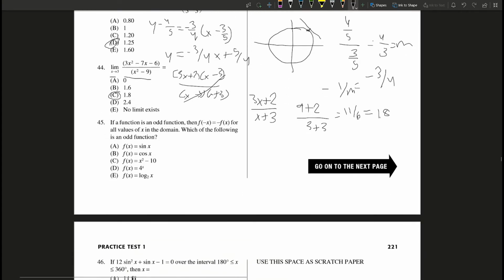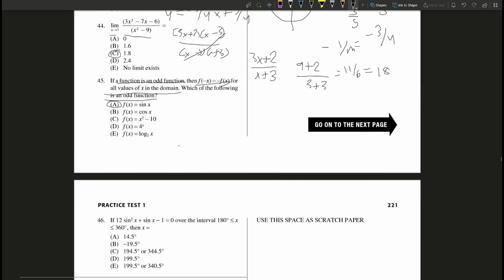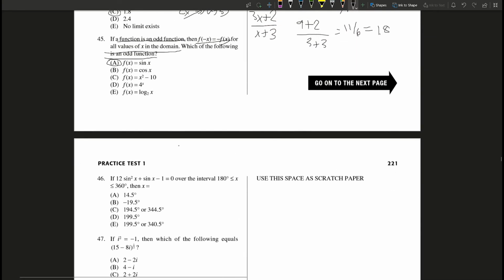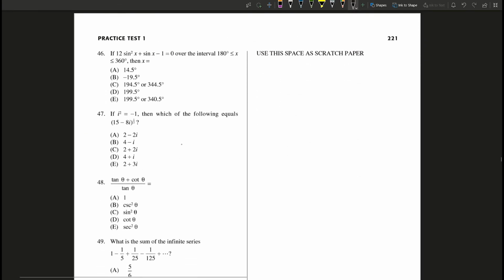Okay, the next question asks, if a function is an odd function, then this is true for all values of x in the domain, which of the following is an odd function? And the answer is automatically A, because just by rules, sine of x is an odd function. That's just how it is. And if you want to memorize that, then go ahead. That's very useful information. The rule goes that cosine is even and the other two are odd. So tangent and sine are odd.